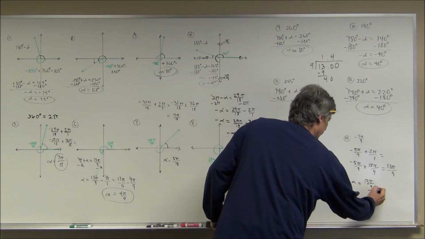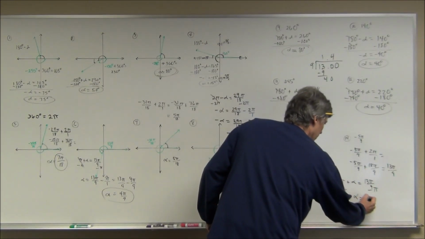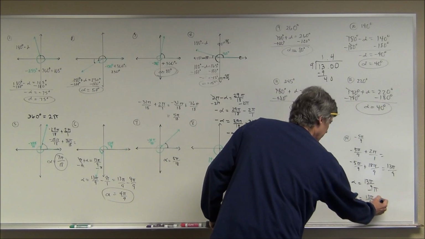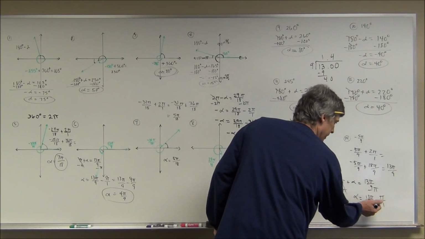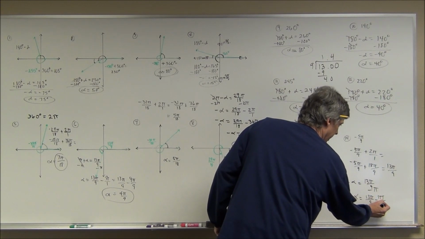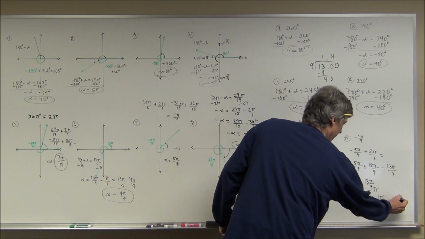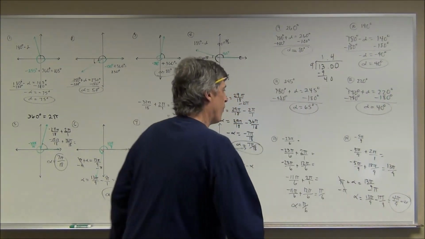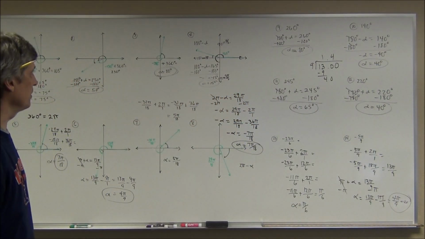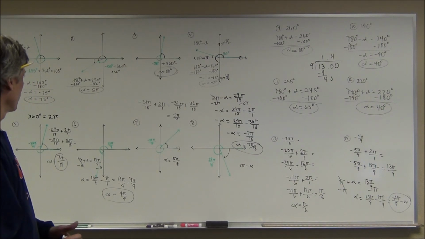Subtract pi from both sides. Alpha equals 13 pi over 9 minus pi, or pi over 1. I'm going to multiply top and bottom by 9. I'm just going to be lazy and put a 9 here and a 9 here. So that gives me 4 pi over 9. And that's my reference angle right there. 4 pi over 9. And that gives you the approach to the first 14 problems.